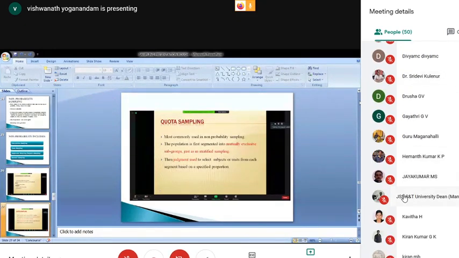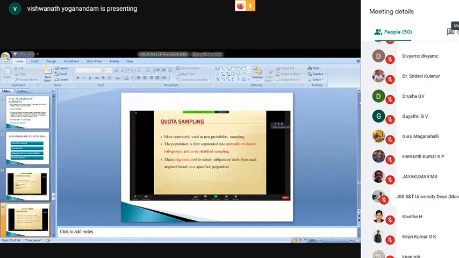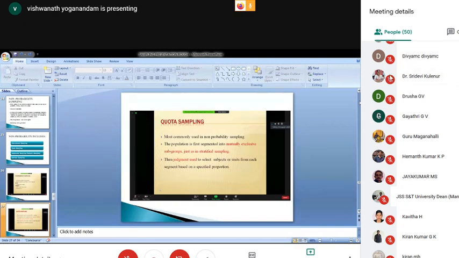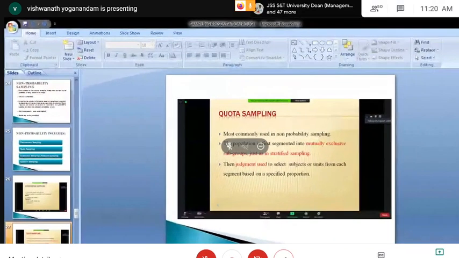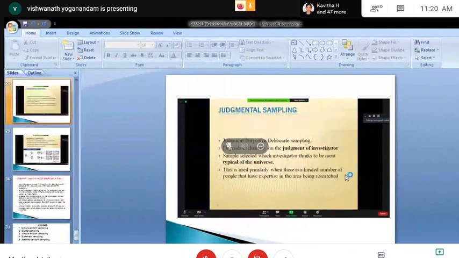The other one is quota sampling, most commonly used in non-probability. Quota sampling is nothing but segmenting the population into mutually exclusive subgroups, just as in stratified sampling, and from there you select. Mutually exclusive means in relation to one group and the other group. Then from each group you select based on your judgment.